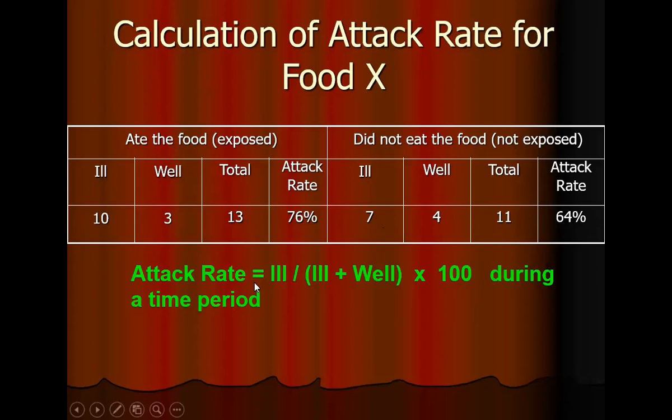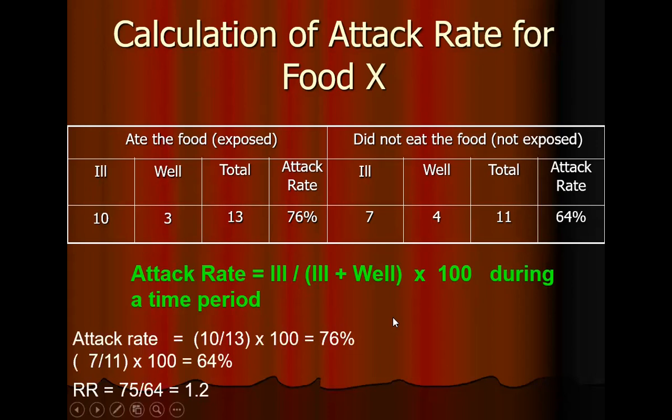So the attack rate is equal to the number of people who are ill divided by ill plus well individuals multiplied by 100, during a time period. So this comes out to be 76% for those who are exposed and 64% for those who are not exposed. So the relative risk is 1.2.